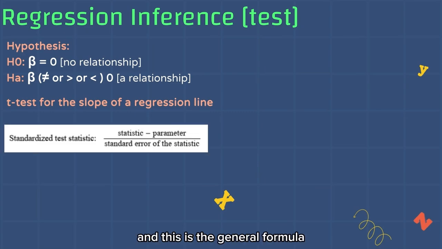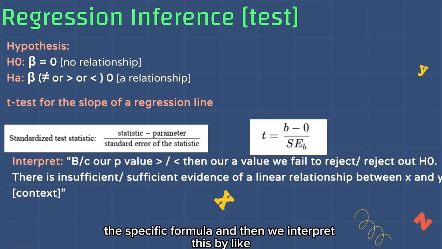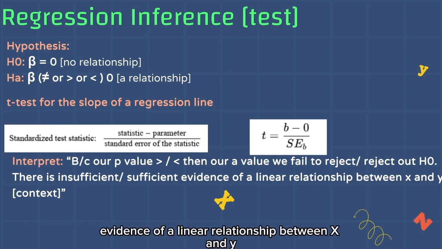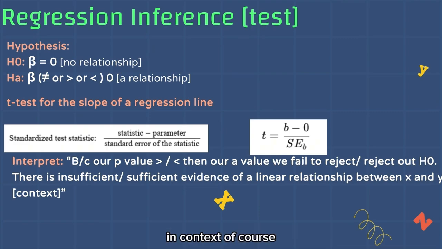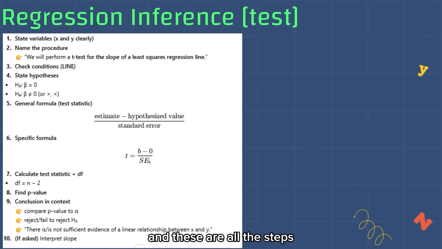This is the general formula given on the reference table, then the specific formula, and then we interpret this as: because our p-value is greater than or less than our alpha value, we reject or fail to reject the null. There's sufficient or insufficient evidence of a linear relationship between x and y, in context, of course. I'm not going very in-depth because it's pretty repetitive, like in Units 6 and 7. Again, it's a t-distribution, and the degrees of freedom is n minus 2. And these are all the steps.